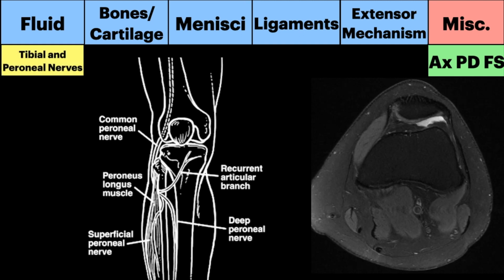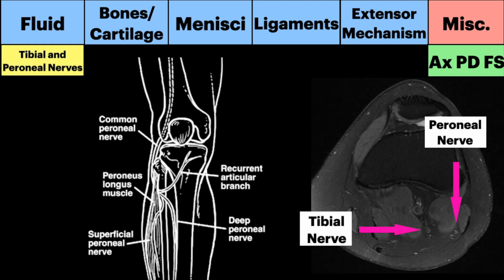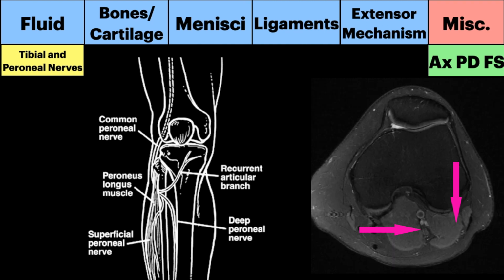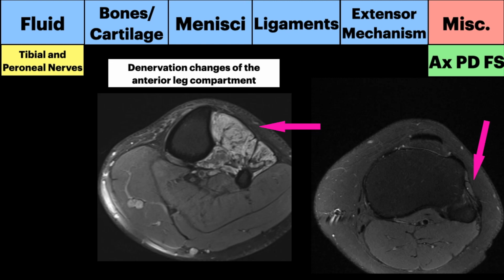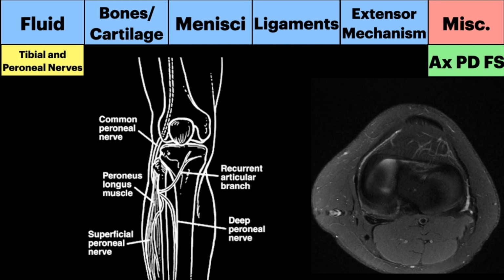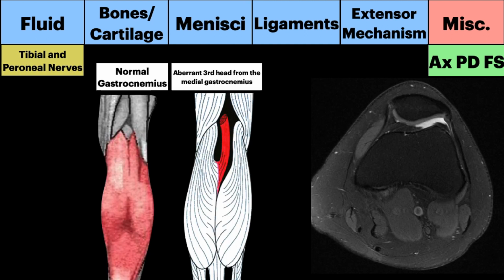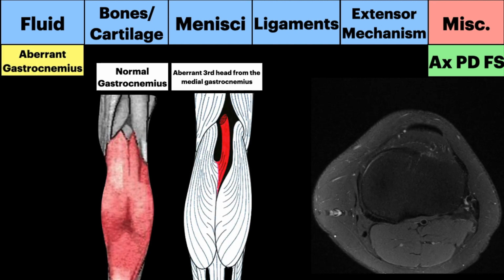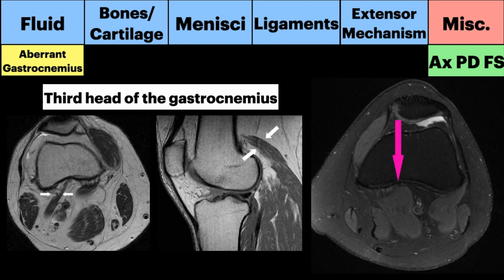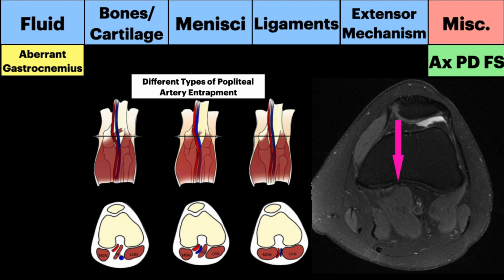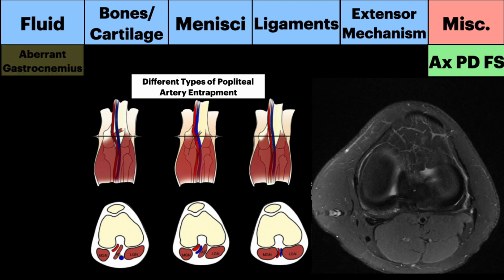Next, look at the tibial nerve as well as the common peroneal nerve. If there is increased signal, this may indicate neuropathy. Look at the extensor muscle compartment of the partially visualized calf, which would indicate denervation changes as the peroneal nerve innervates these muscles. Next, look for the presence of aberrant insertion of the medial head of the gastrocnemius muscle, which may compress the vasculature and cause claudication symptoms.